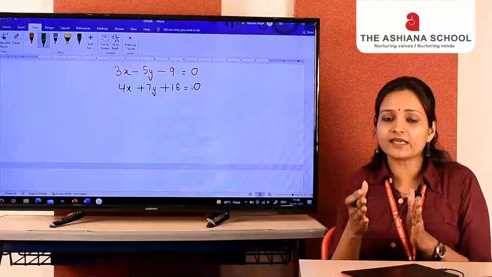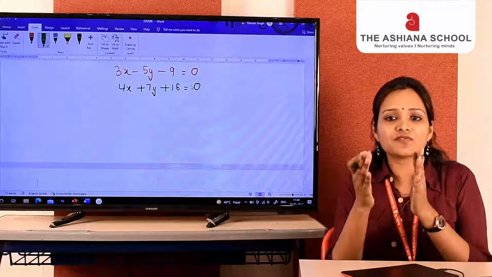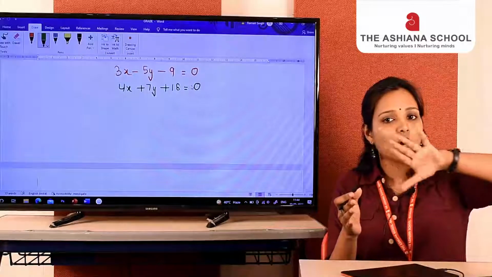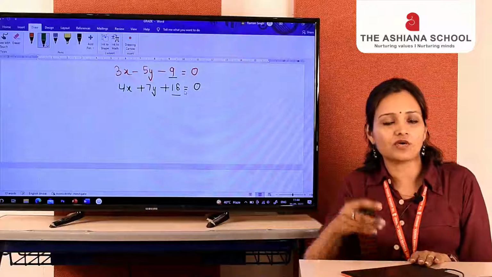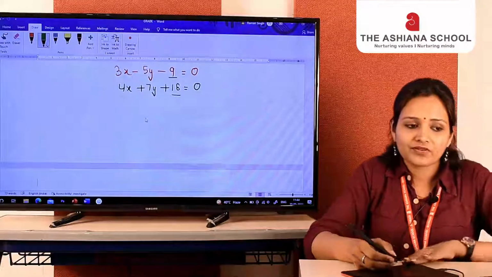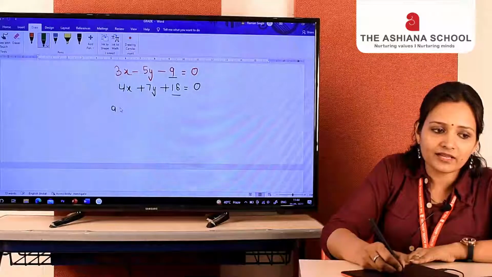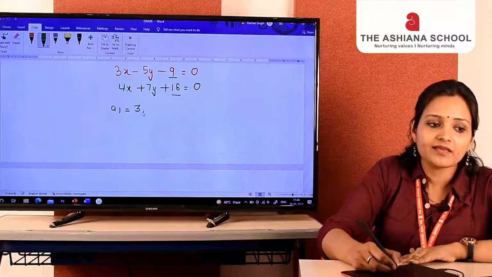We can see in the standard form of a linear equation, the value of c, that is the constant, should always be on the left hand side of the equation. On the right hand side, there is always a 0. Right, children? So from here, if I ask you what is the value of a1, it will be 3.